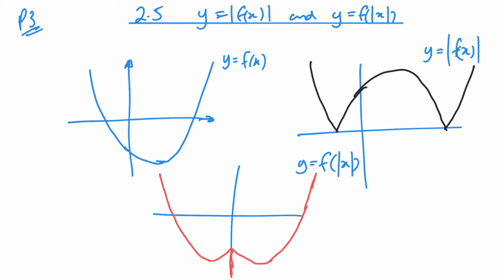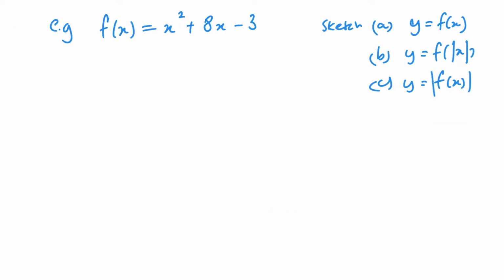Let's have a look with some actual equations, actual functions. Okay, let's have a look at this one, x squared plus 8x minus 3. So I think for this one I would probably just complete the square here. Minus 16 minus 3, so we're looking at x plus 4 squared minus 19.